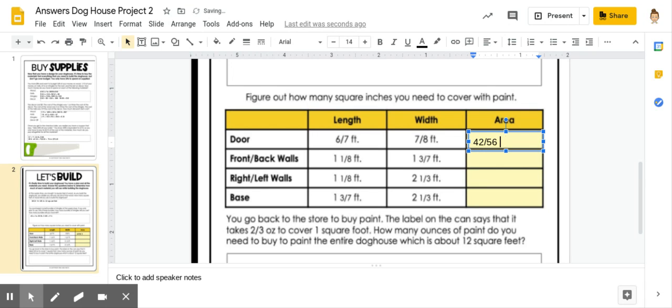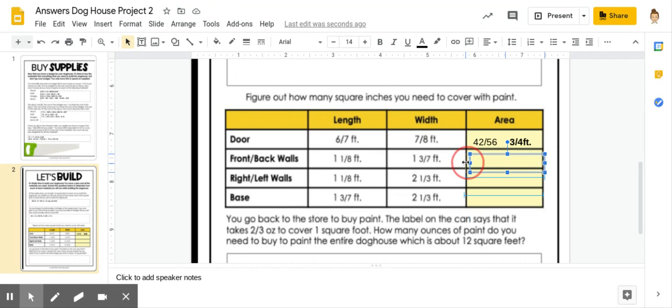Excuse me, not 7, 14. I know that both of these can be reduced by 14. So 42 divided by 14 is 3. And 56 divided by 14 is 4. So our final answer is 3/4. And then we're supposed to label it with feet. All right, so our next one right down here is 1 1/8 times 1 3/7.